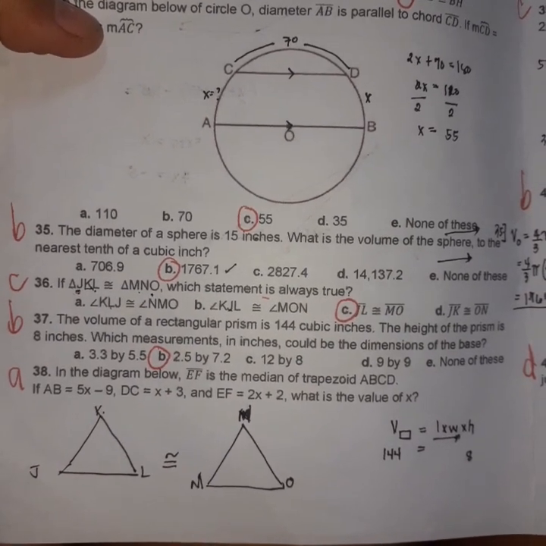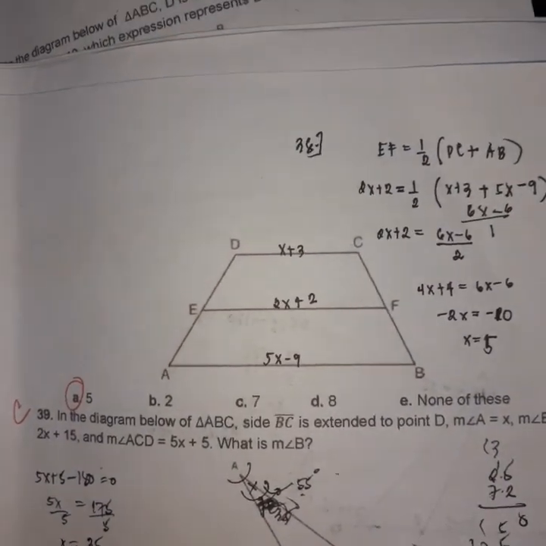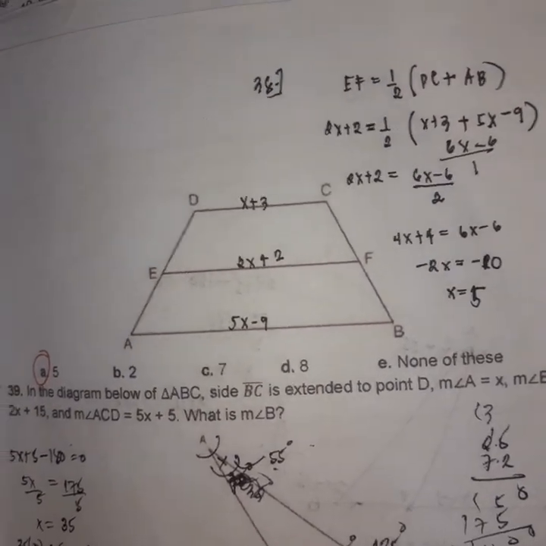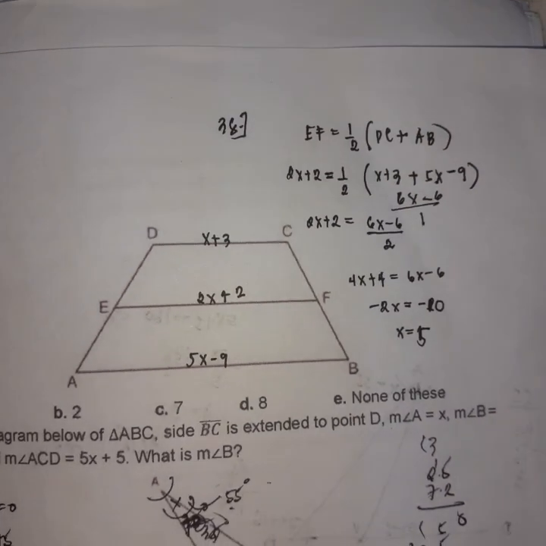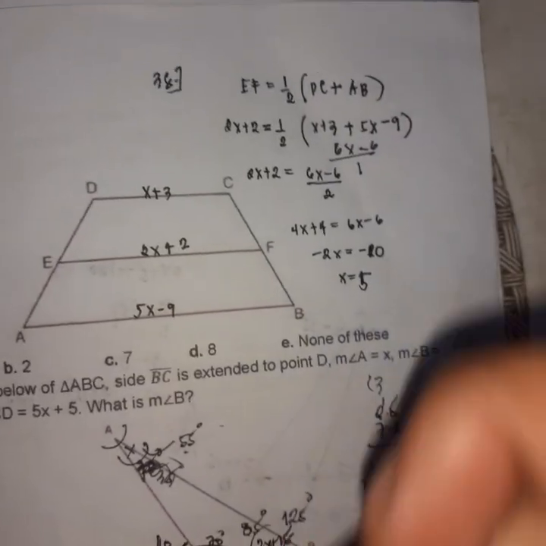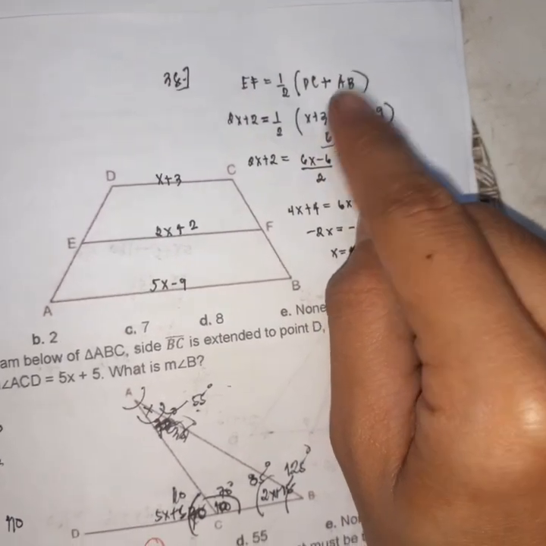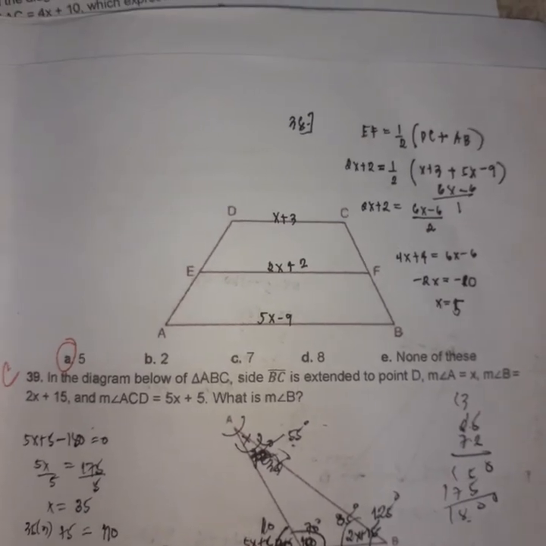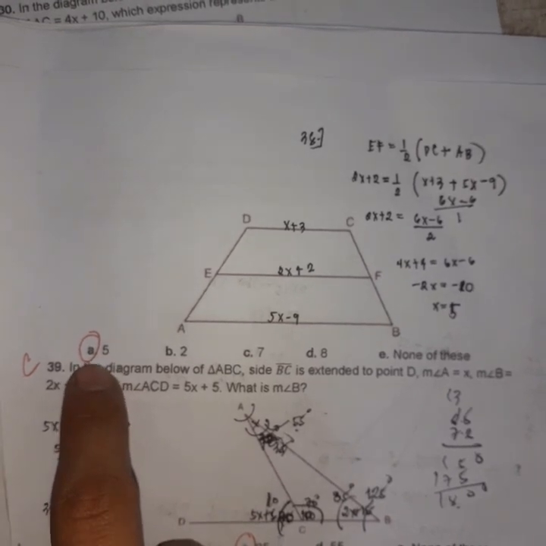Next, number 38. In the diagram below, AF is the median of the trapezoid ABCD. If AB is equal to 5x minus 9, DC is equal to x plus 3, and EF is equal to x plus 2. A median is equal to 1/2 of the sum of the two bases of a trapezoid. Hence, we substitute: x plus 2 is equal to 1/2 of x plus 3 plus 5x minus 9. If we perform that, we need to combine its terms, so that x is equal to 5. Hence, our answer here is A, 5, because the question is what is the value of x.